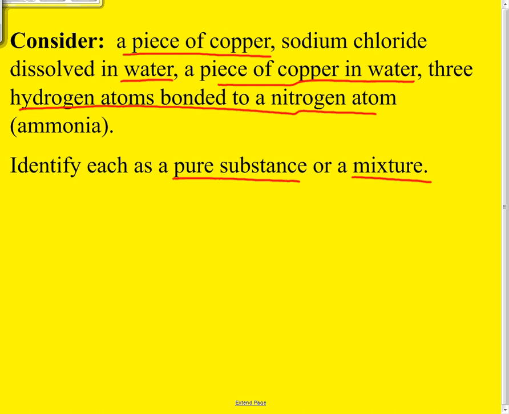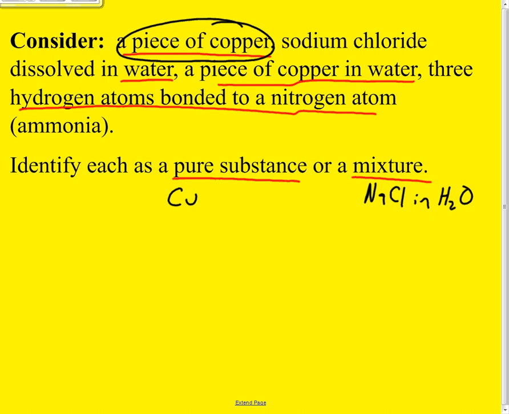I have a piece of copper. Do I think that's a pure substance or a mixture? Does a piece of copper always have the same fixed composition? Yes, it does. So a piece of copper is a pure substance. Sodium chloride dissolved in water: the water still stays water, and the sodium and the chlorine still stay sodium and chloride. So sodium chloride in water is a mixture. Let's see, what's next? I have a piece of copper in water.